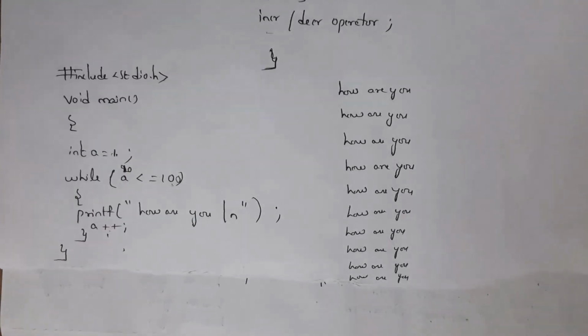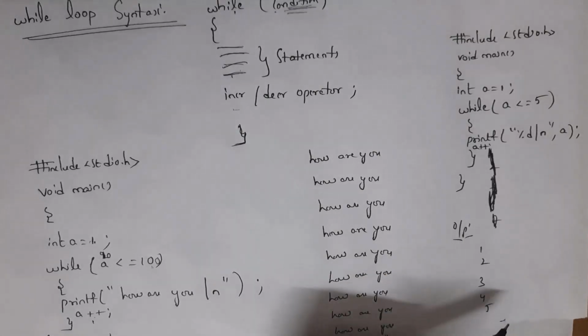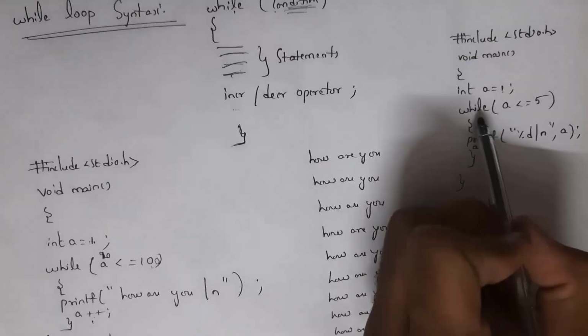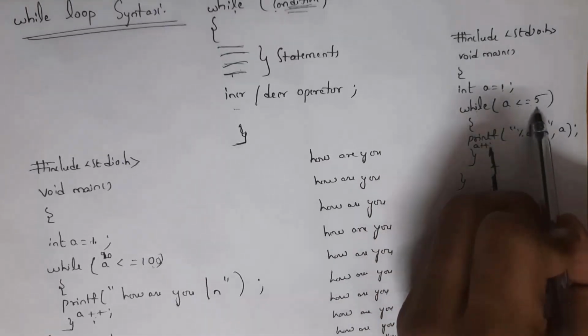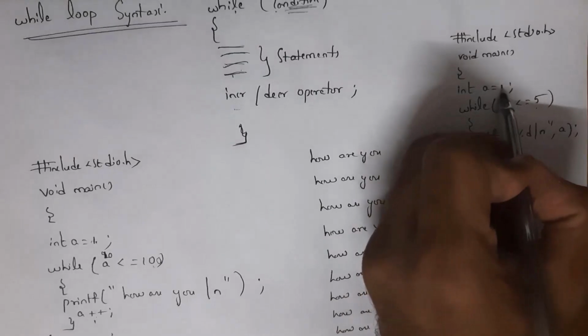So whenever you give it like this, you will get the output "how are you" 100 times. For example, I want to print numbers from 1 to 5. So at first I wrote int a equal to 1 because I am starting from 1, and I am giving the condition, that is while a less than or equal to 5. Here I am giving a less than or equal to 5 because I want to print numbers from 1 to 5.